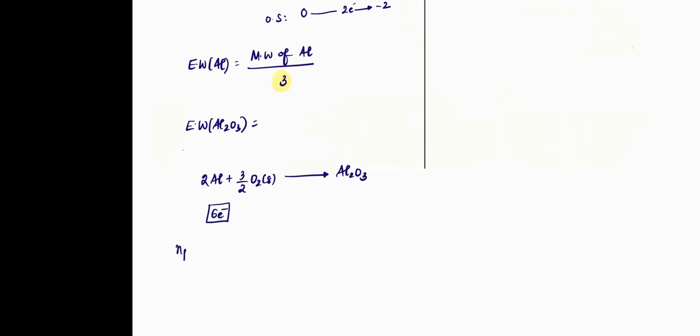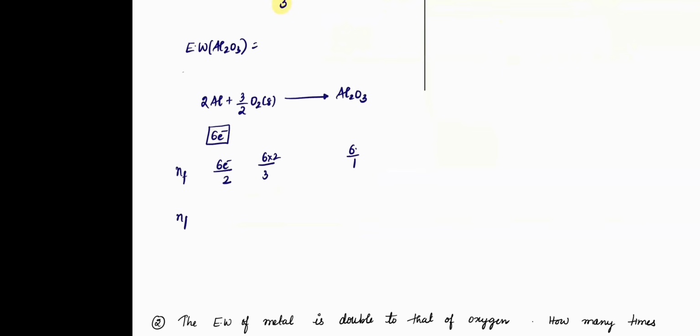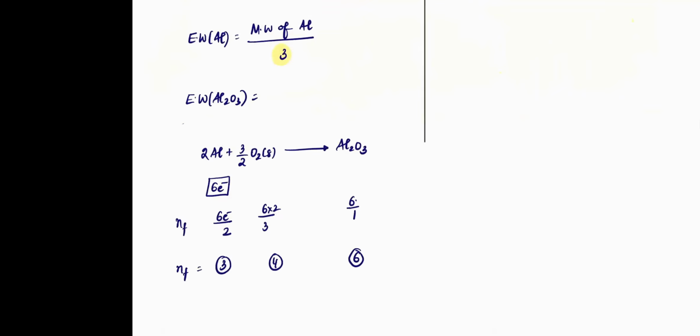And how do I calculate the n factor? Just now I told you. So this 6 electrons divided by 2. So 6 electrons divided by 3/2. And here 6 electrons divided by 1. Okay. So now check the valency factor. It is 3. Here it will be 4. And here it will be 6. Therefore, equivalent weight of Al2O3, what do you write? Molecular weight by 6. So that's how you can write it down.